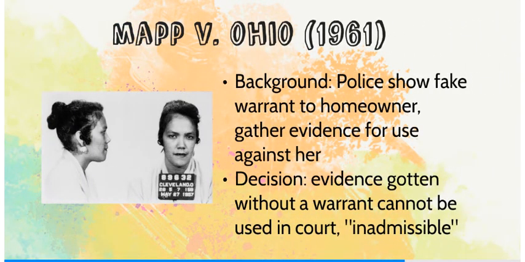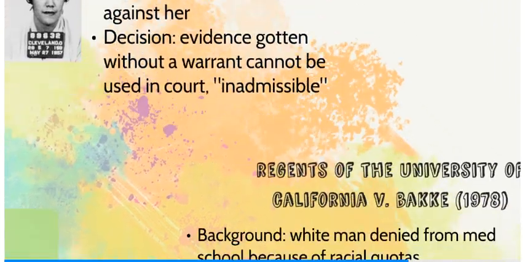Mapp versus Ohio, this is a crazy lady who decides to put her fake warrant down her bra and run away from the cops, and they found some terrible things in her house and could not use it against her because it was gotten with a fake warrant. So if you want to put just warrant across that, that's totally fine. Or if you want to put like Medea, because she's Medea, just not funny.